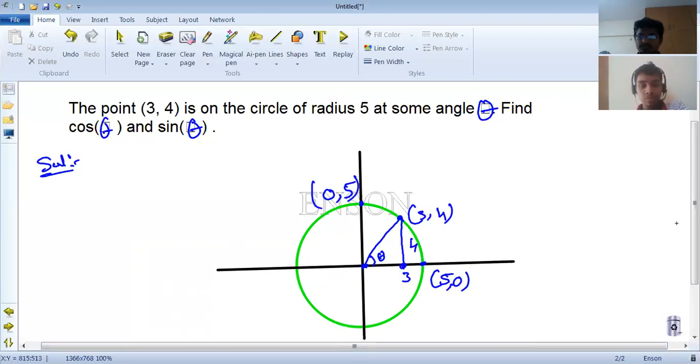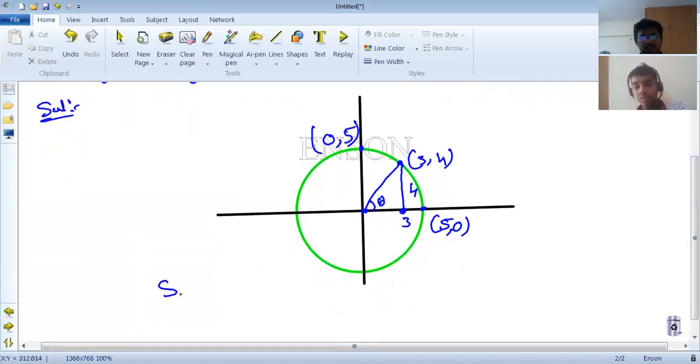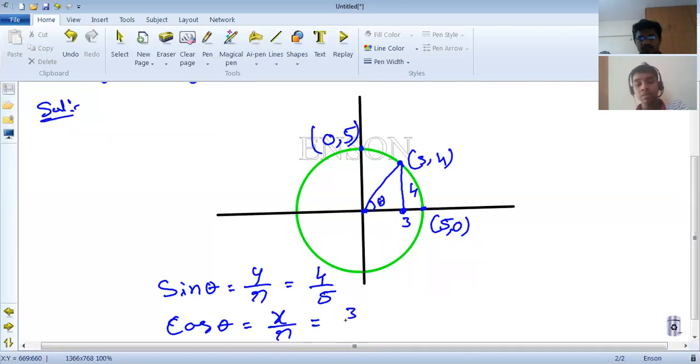Correct? Is this correct according to our problem? Yes. Now what is sine theta according to our sine concept? y divided by radius. How much is the y value here? 4 by 5. And cos theta will be x divided by r, which is 3 by 5.